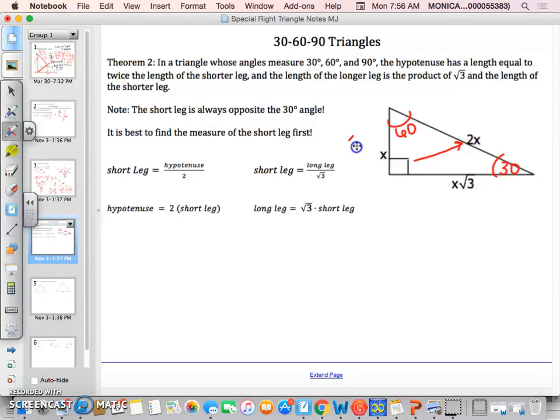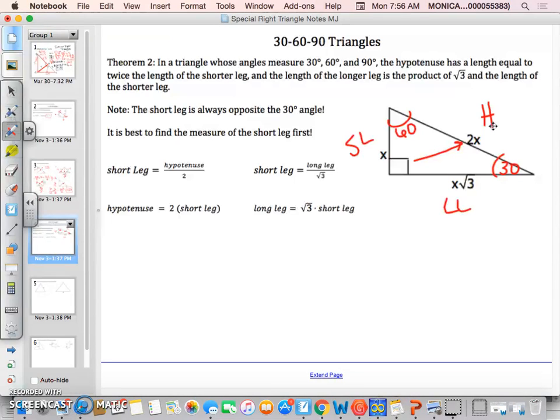So this is your short leg, this is your long leg, and this is your hypotenuse. So the hypotenuse is equal to 2 times the short leg, and the longer leg is equal to the short leg times the square root of 3. So these are the rules that you need to follow. And you can work forward and backward, so you're going to reference this page quite a bit.